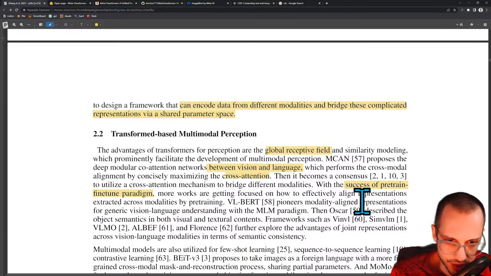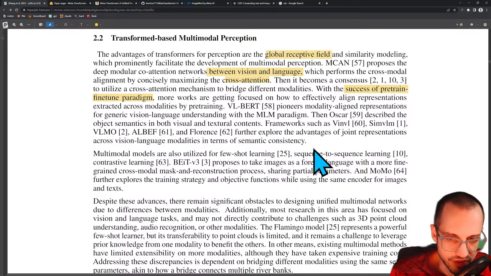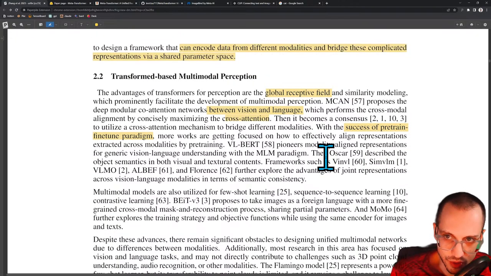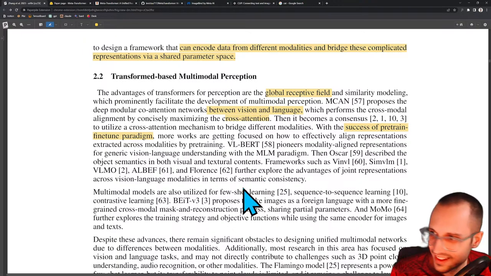More works are getting focused on how to effectively align representations. VL-BERT pioneers modality-aligned representations. Oscar described the object semantics frameworks such as VinVL, SimVLM, VLMo, ALBEF, Florence. These guys are very, very thorough in their historical work here.